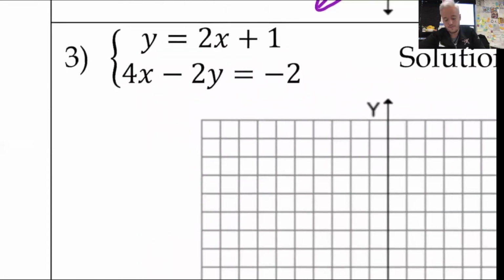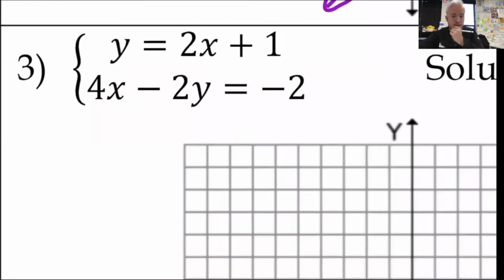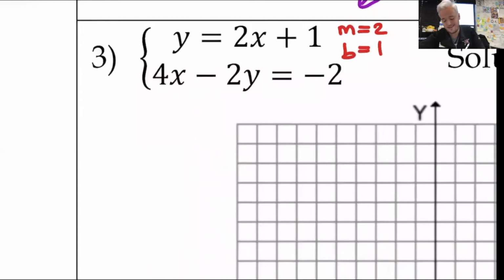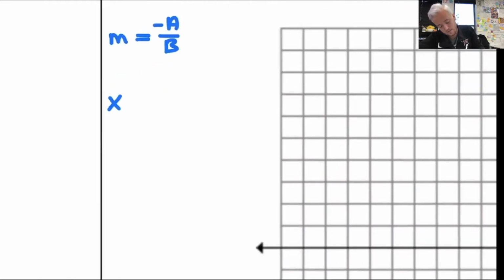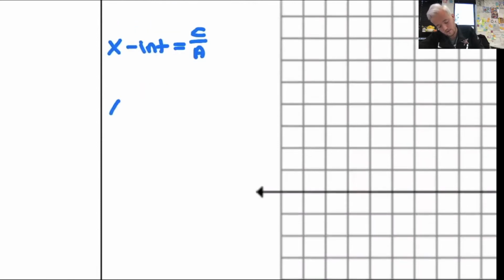So for number 3, our first equation here is in slope-intercept form. All right, so our slope is 2 and our b value is 1. So with our second equation being in standard form, I'm actually going to go ahead and do the standard form trick to find the x-intercept, y-intercept, and the slope. So to find the slope, it is the opposite of a over b. To find the x-intercept, it is c over a. And to find the y-intercept, it is c over b.